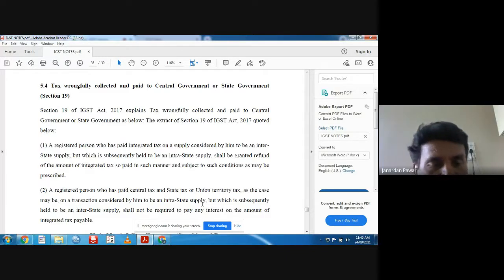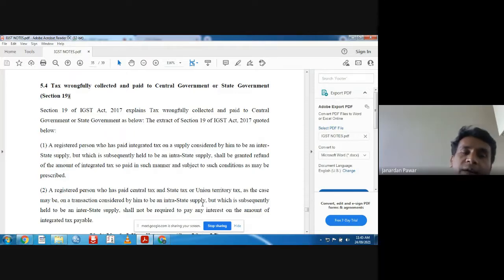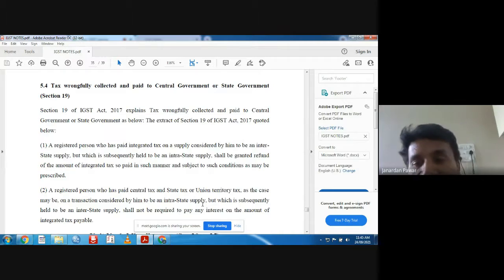So what happened here exactly? If you look at the first one and a half lines of this provision, you may understand everything. Just listen. A registered person who has paid integrated tax on a supply considered by him to be an interstate supply, but which is subsequently held to be intrastate. Actually that supply was intrastate, but the registered person considered it interstate. Whenever it is interstate, IGST is applicable. If we go for intrastate, SGST and CGST are separately applicable.